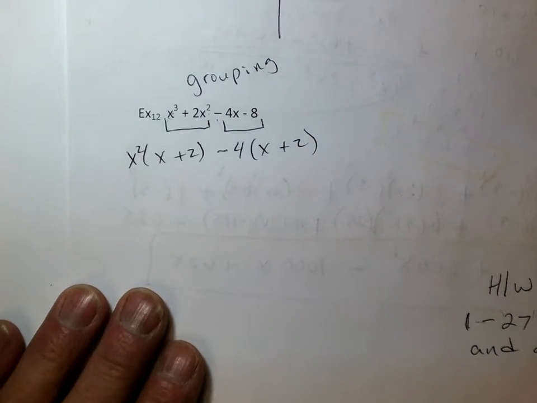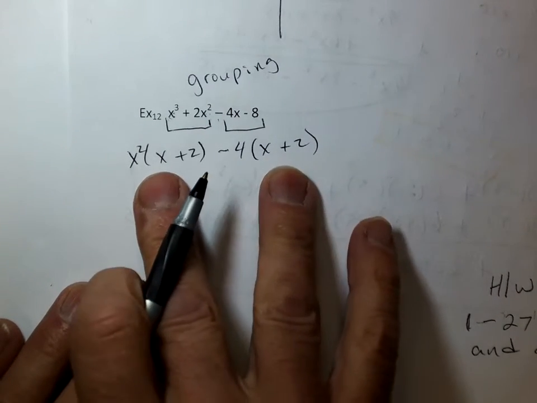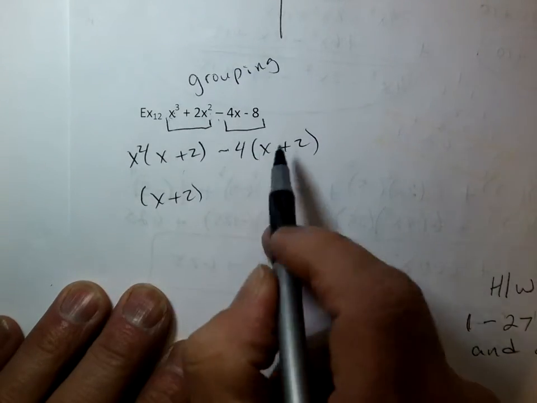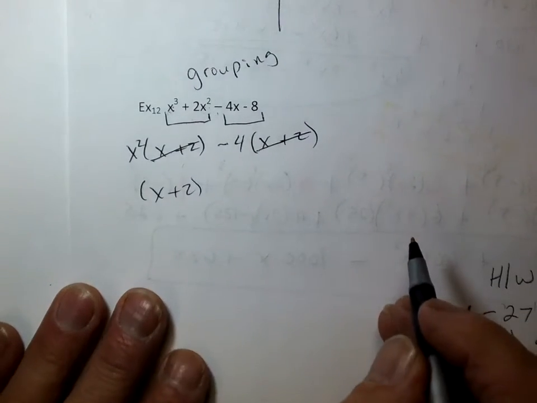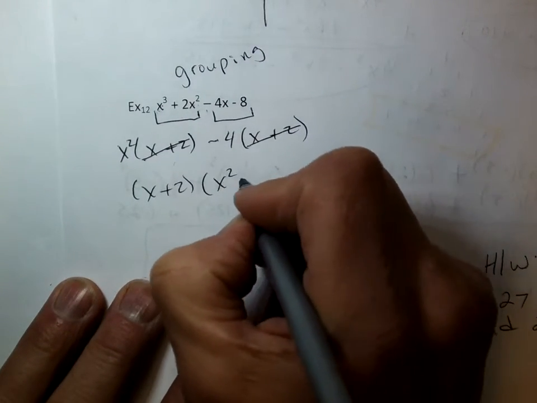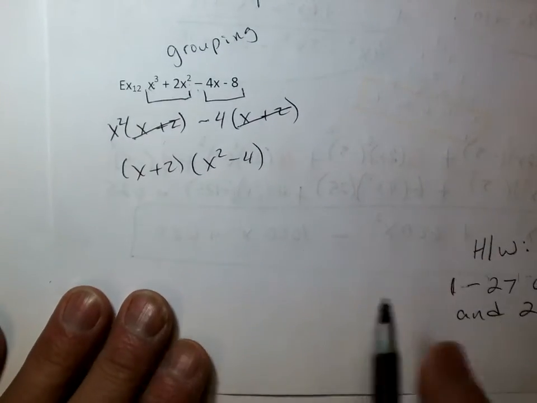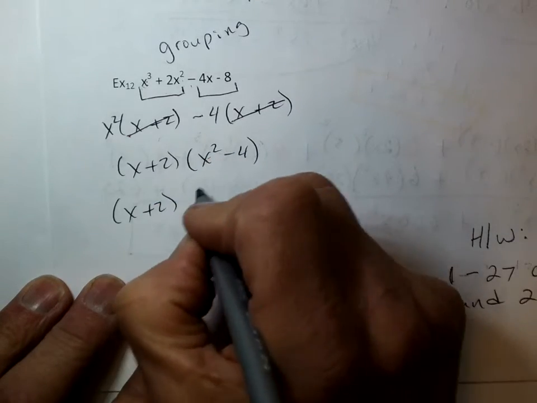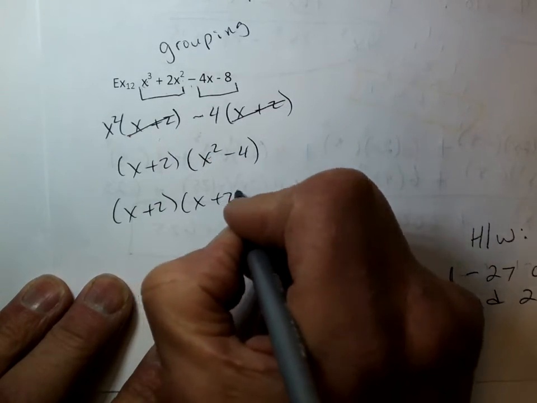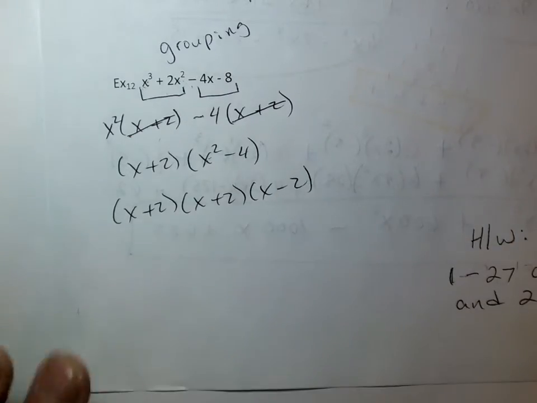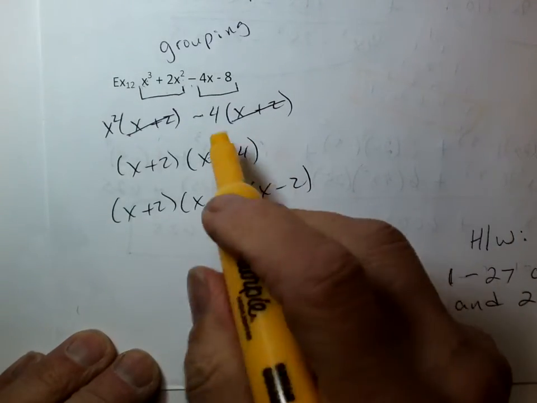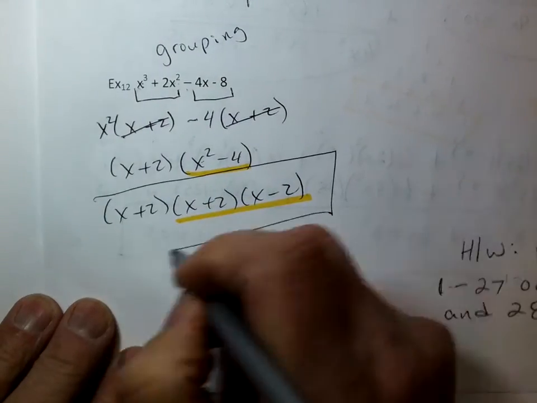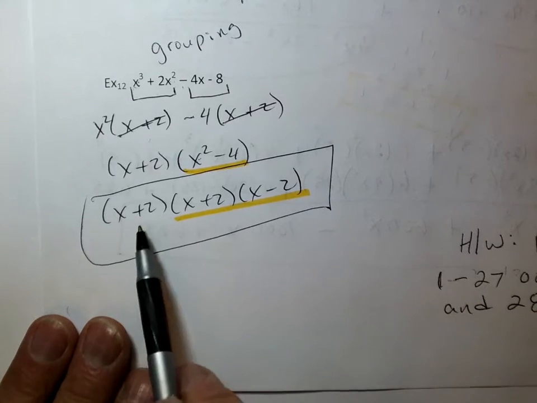Now it gets pretty easy. What do both groups have in common? Both groups have an x plus 2 in common. If I factor out the x plus 2, what's left over is an x squared minus 4. Now, wait a minute. We can actually factor this again. I'll have an x plus 2, and I can refactor this into x plus 2, x minus 2. So I just factored this x squared minus 4 into x plus 2, x minus 2, but the entire polynomial factored is all three factors.